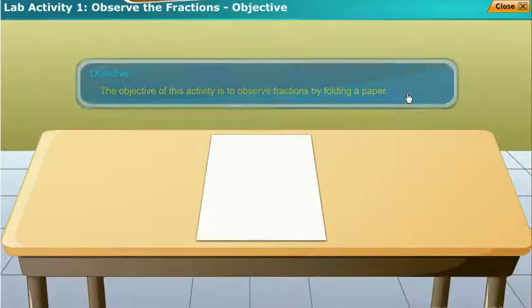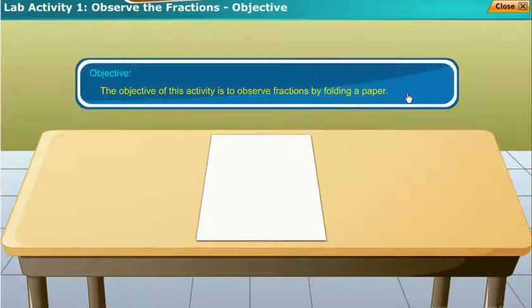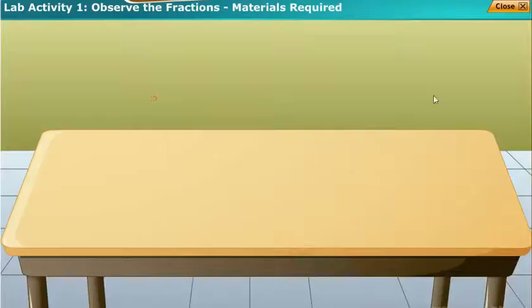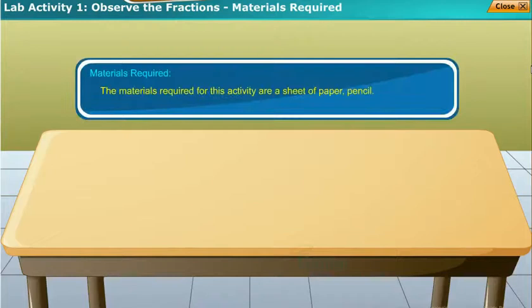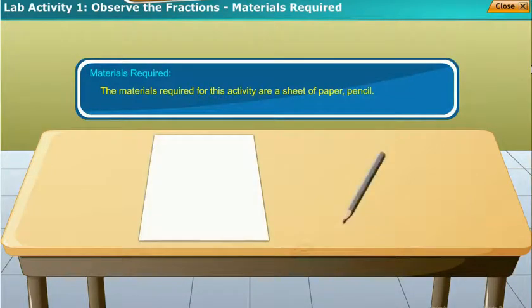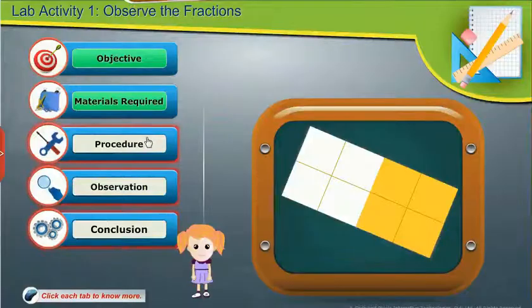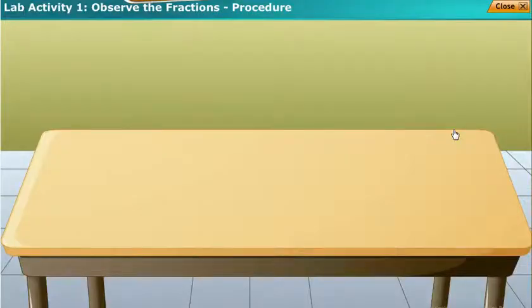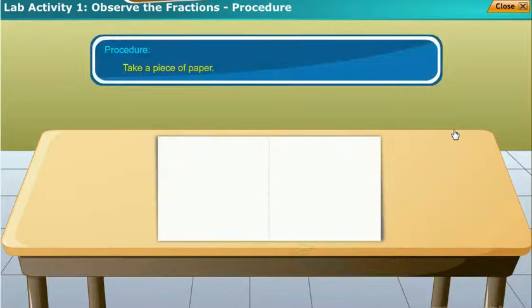Objective. The objective of this activity is to observe fractions by folding a paper. Materials required. The materials required for this activity are a sheet of paper and a pencil. Procedure. Take a piece of paper and color half of it.